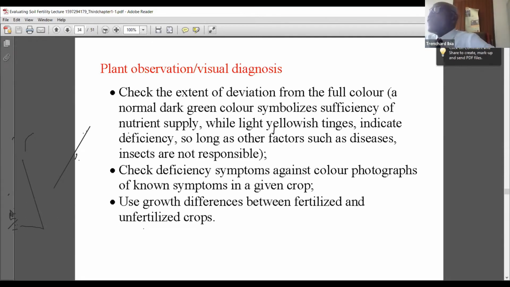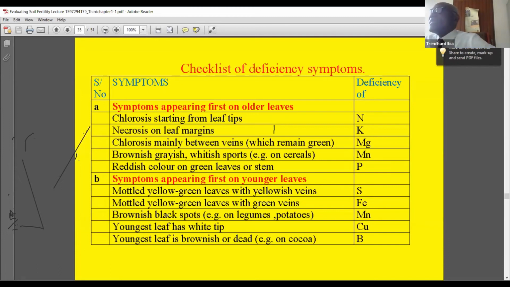Symptoms that appear first on older leaves: chlorosis starting from leaf tips, you suspect nitrogen; necrosis with dead spots on leaf margins, you suspect potassium; chlorosis mainly between veins, magnesium; brownish to grayish whitish spots, you suspect manganese, particularly in cereals; and reddish color on green leaves or stem, phosphorus.